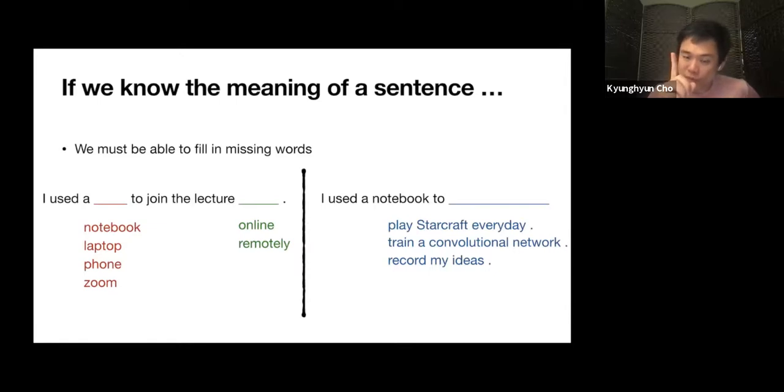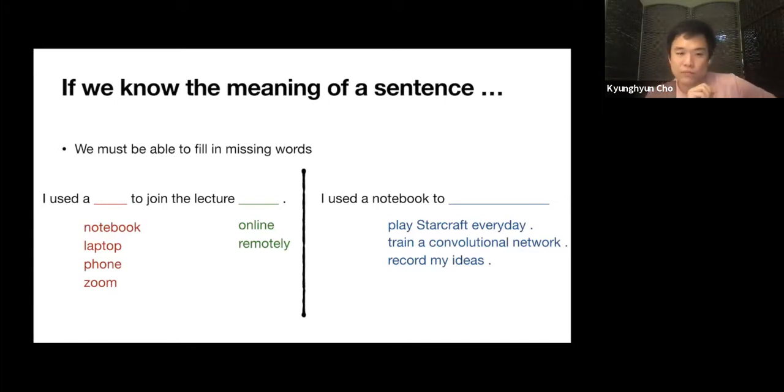And one thing we can say for sure, if we think we know the true meaning of a given sentence, is that we must be able to fill in missing words with very plausible words. Because we know language and the meaning of the sentence, when we are given a sentence, "I used a blank to join the lecture blank period," we can tell what the plausible alternatives are that can be used to fill in these missing bits.